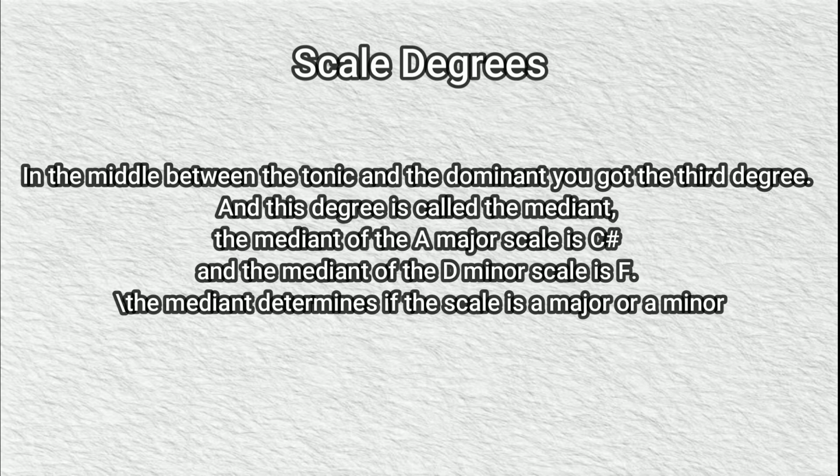In the middle between the tonic and the dominant, you get the third degree, and this degree is called the mediant. The mediant of the A major scale is C sharp, and the mediant of the D minor scale is F. Of course, the mediant determines if the scale is major or minor.